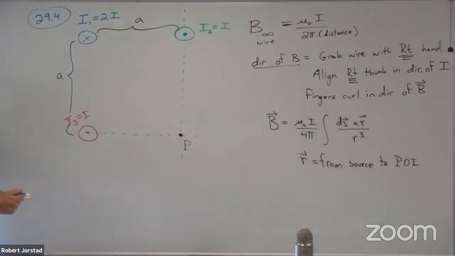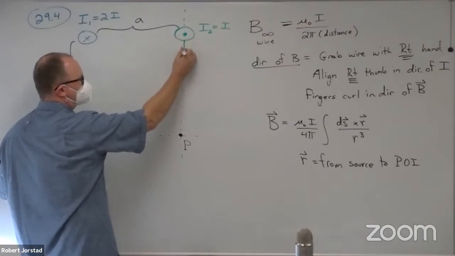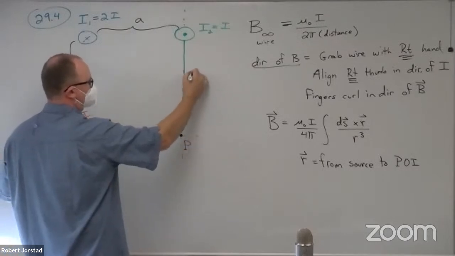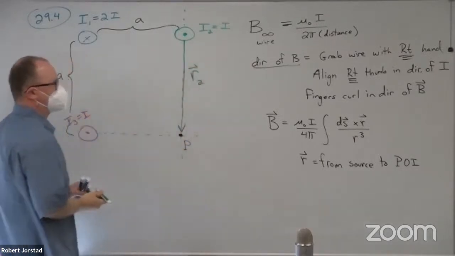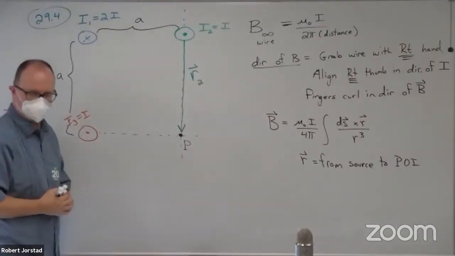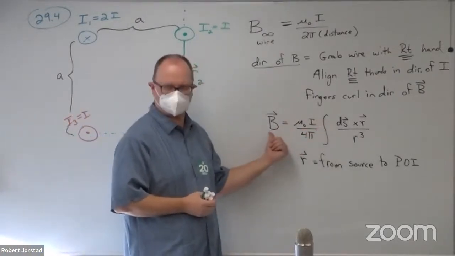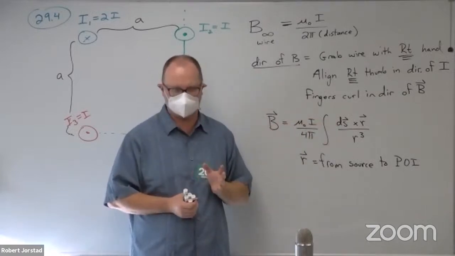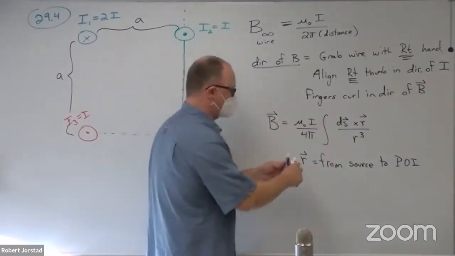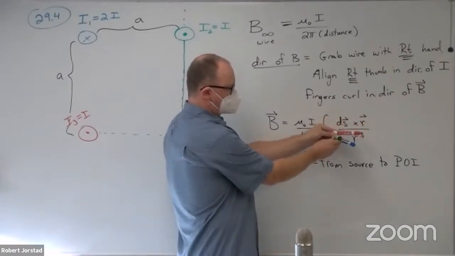Well, let's draw that R vector for this wire. Do you agree that's the R vector for number 2, from the source to the point? Why is this useful? Do you agree that the output of a cross product is perpendicular to the inputs? And this is true. I'm just going to show you here. Let's say dS and R form some weird angle like this. The B field is always going to be perpendicular.